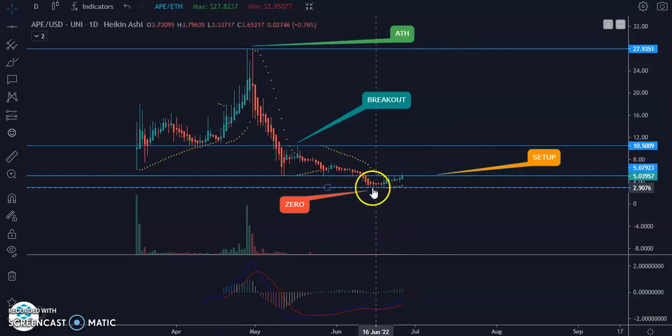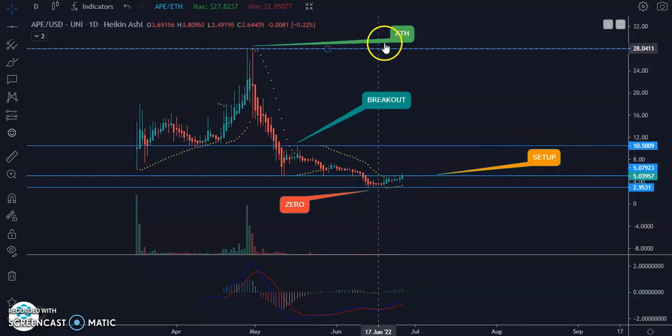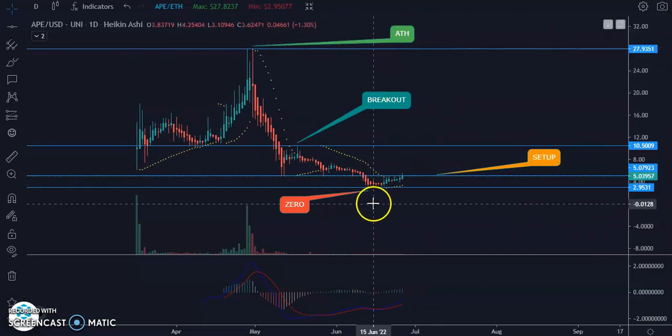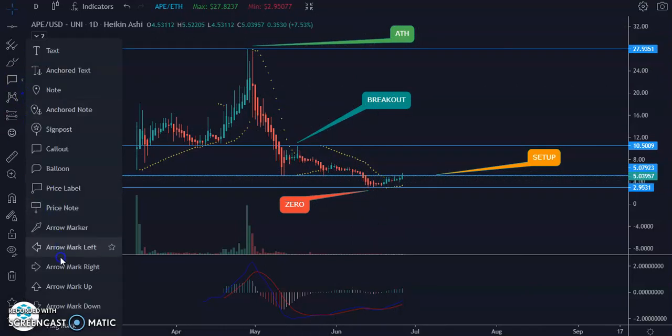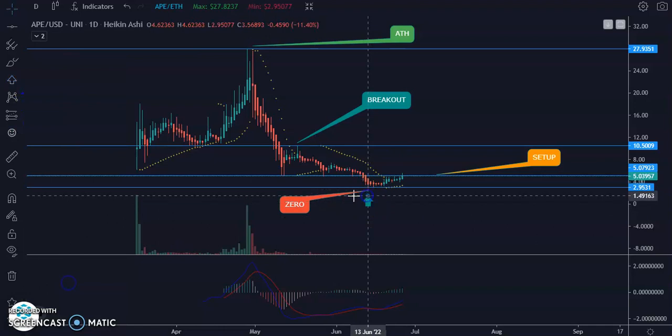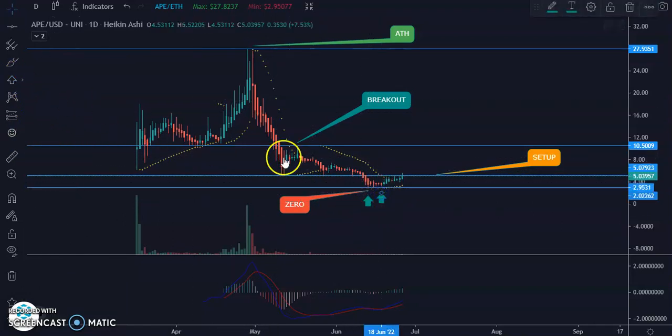But right now we have this zero threshold. We have the setup threshold, the breakout, and the all-time high, which actually was at $28, okay? But the zero threshold, we're going to mark this up right quick with some upward arrows, right? We got that support right there. Support again. Followed by this red candle right here. That's our first higher low.